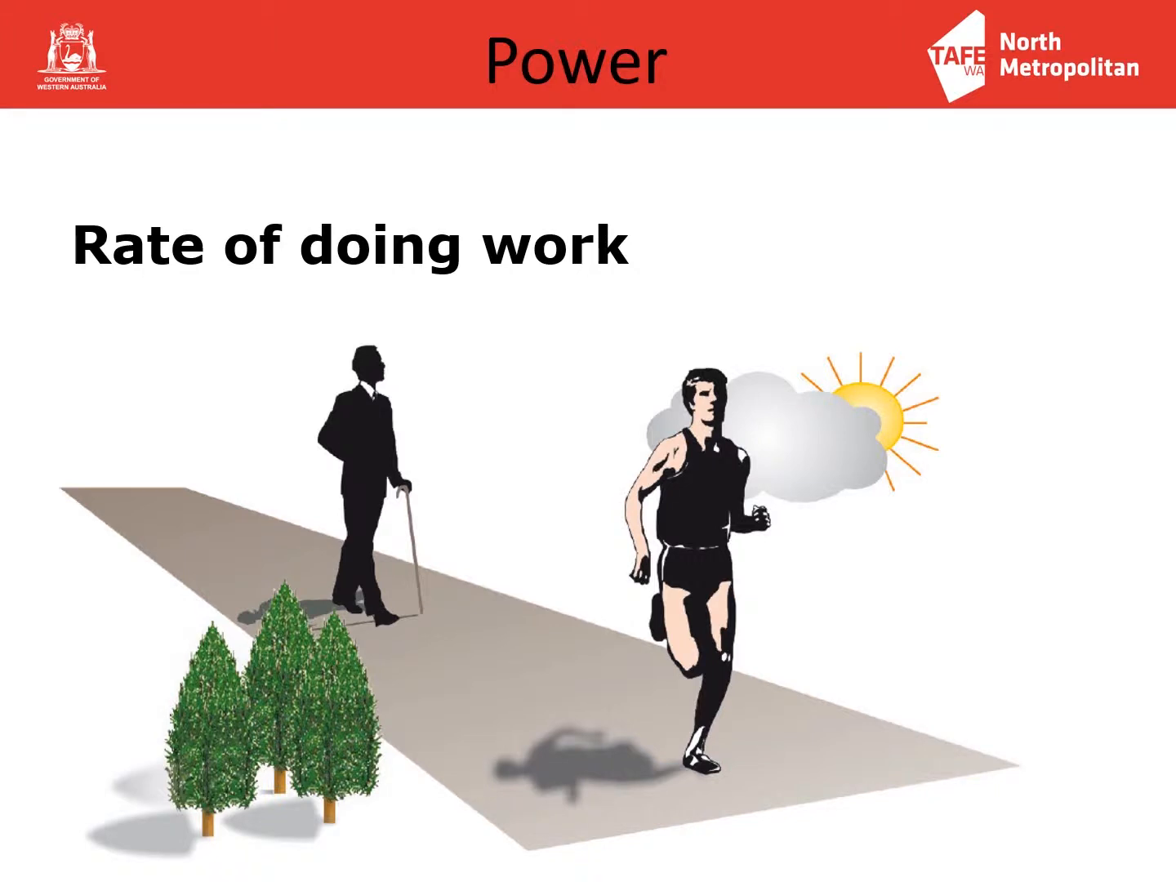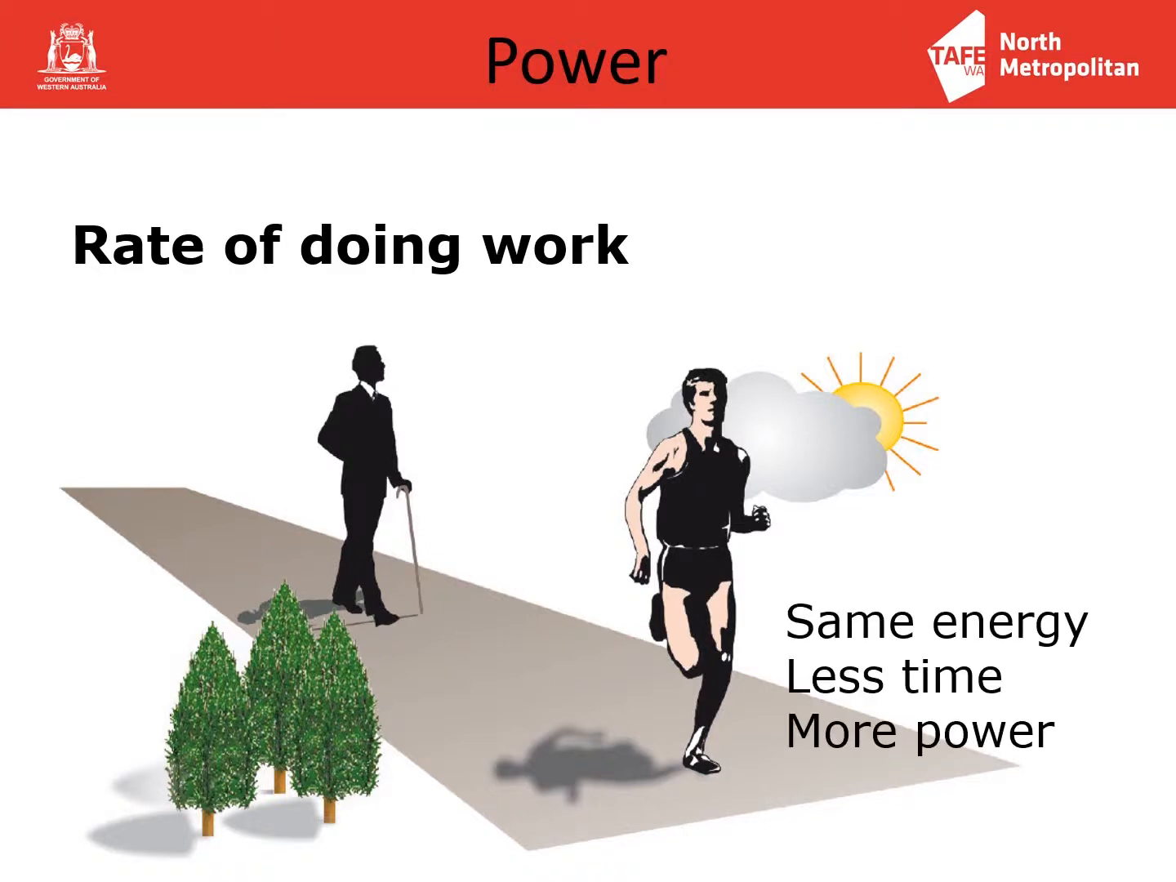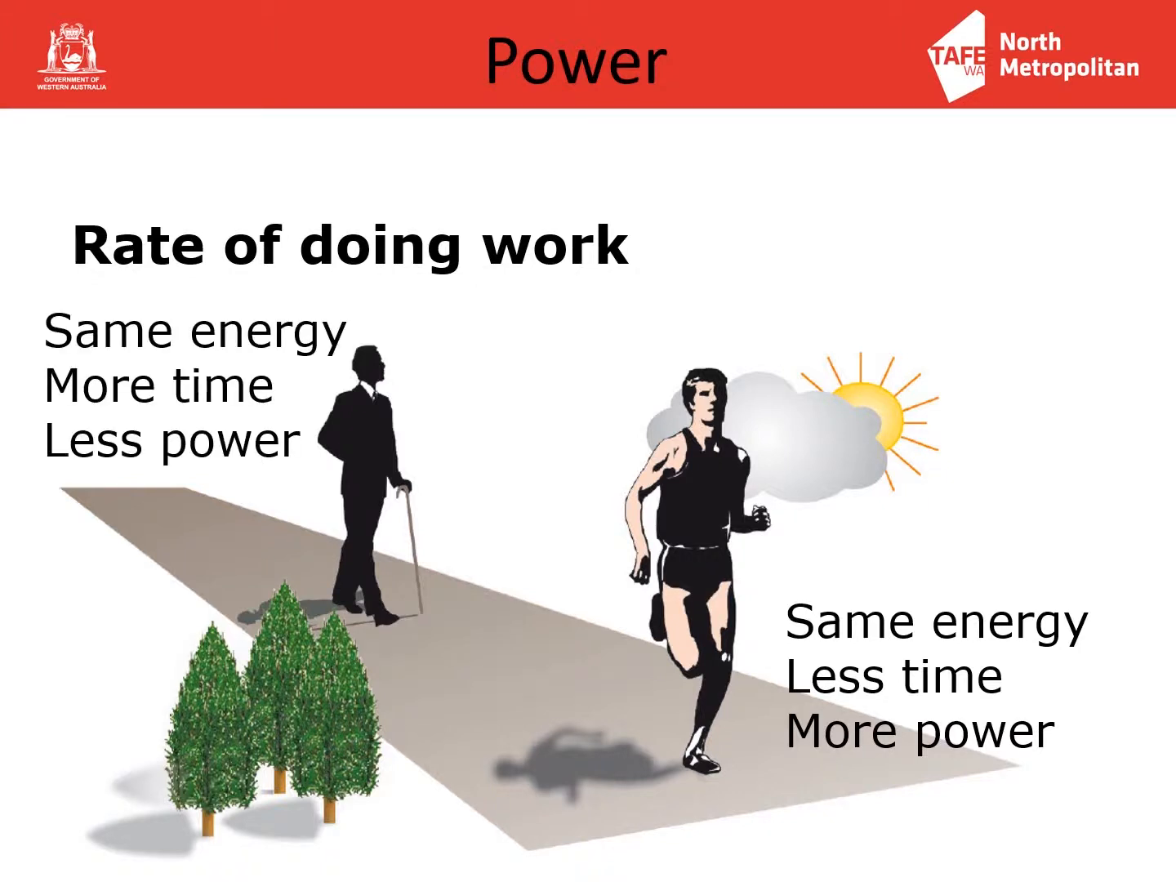In this example, we have two people moving the same distance. Both people expend the same energy. The jogger takes less time and has more power. The walker takes more time but has less power.